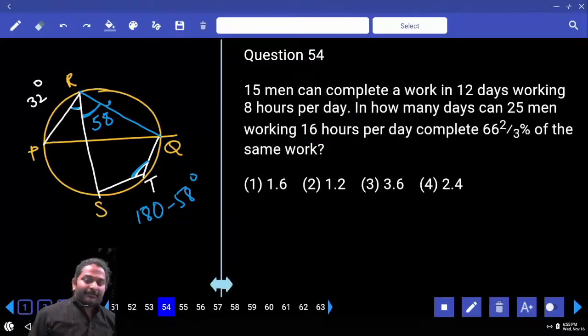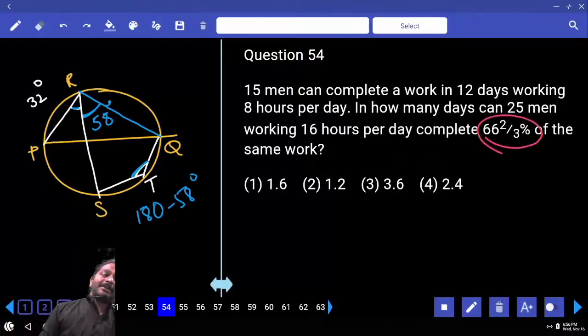Done? 15 men can complete a work in 12 days working 8 hours a day. In how many days can 25 men working 16 hours a day complete 66 2/3% of the same work? 66 2/3%. Fractional form: 2/3.